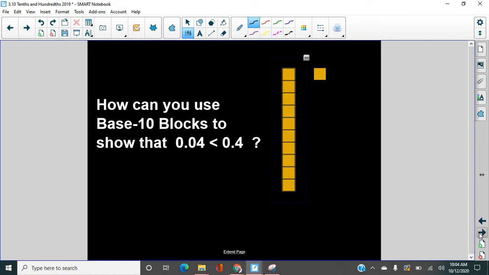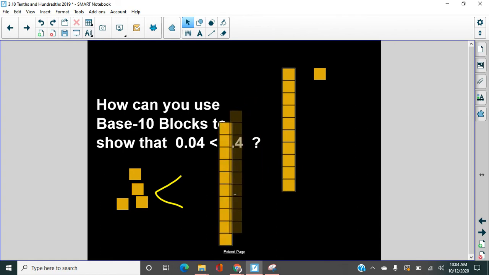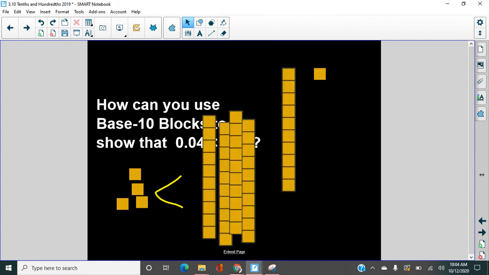So let's talk about how we could use base 10 blocks here. 4 hundredths, what we could do if we're going to prove this. We're proving that 4 hundredths is smaller than 4 tenths. The mouth is eating the bigger number, and this is a true number sentence. So we could prove this by taking 1, 2, 3, 4 versus, let's put that mouth in there. On this side, we would have 1, 2, 3, 4 of these. Okay, this is proof for this.